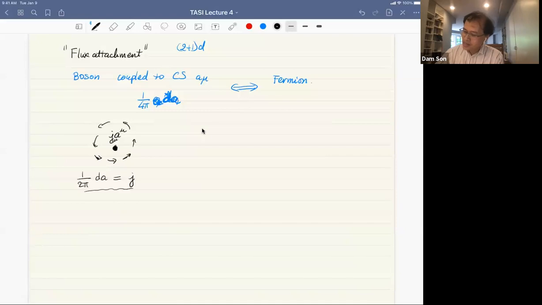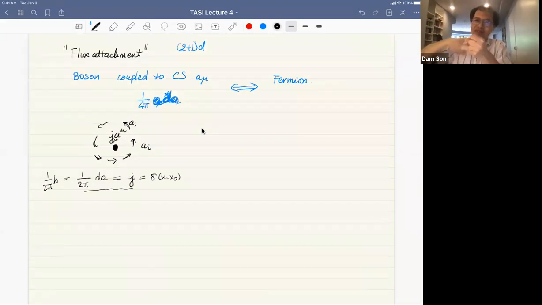So what I draw here is how A would look at different points in space. Curl of A is equal to B. That is 1/2 pi B, and B now is a delta function at the location where the particle is, like x minus x0. Now a particle is surrounded by a pure gauge A mu field.